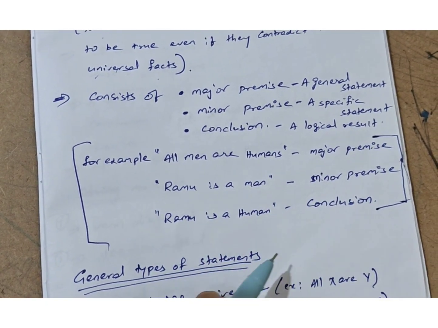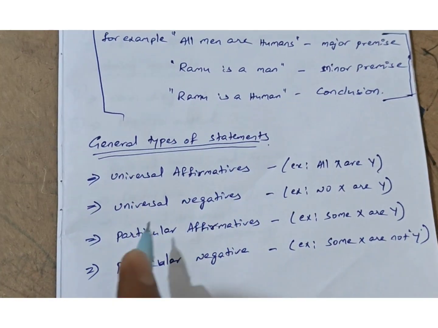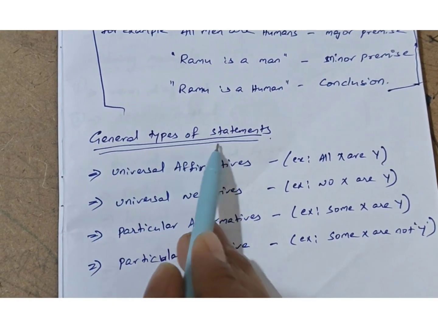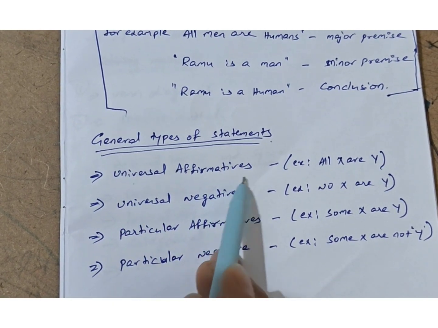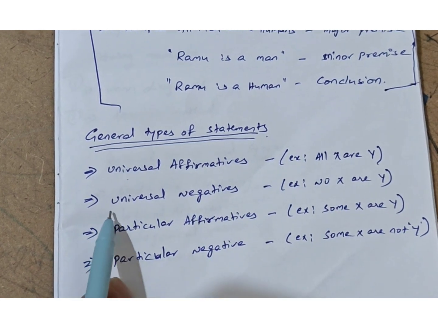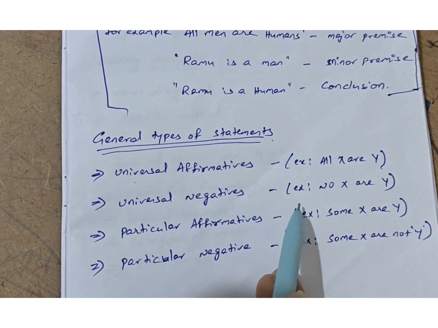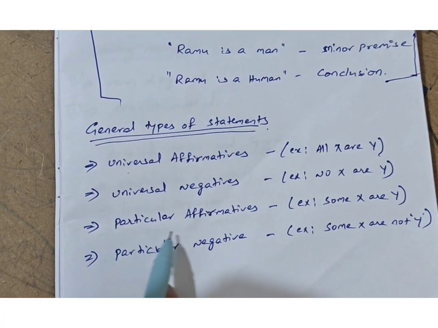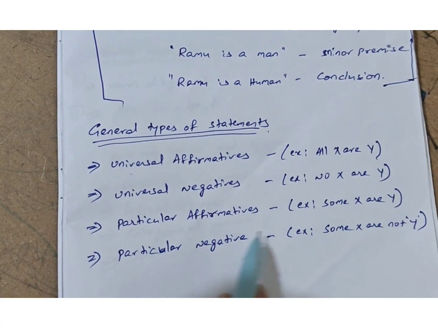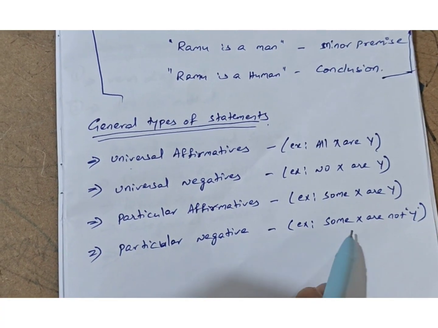Here are some general types of statements. Universal affirmatives, for example, all x are y. Universal negatives, like no x is y. Particular affirmatives, like some x are y. And particular negatives, like some x are not y.